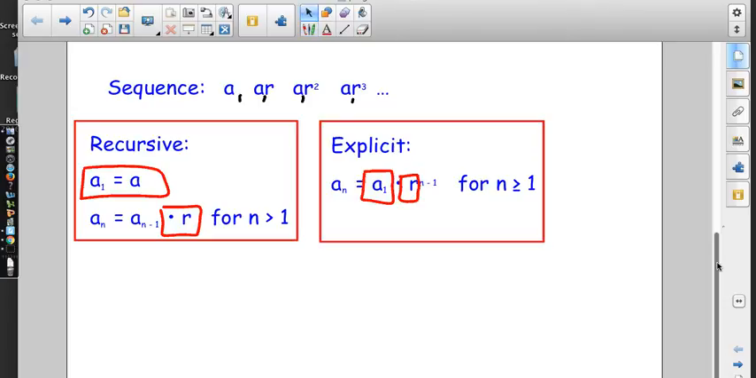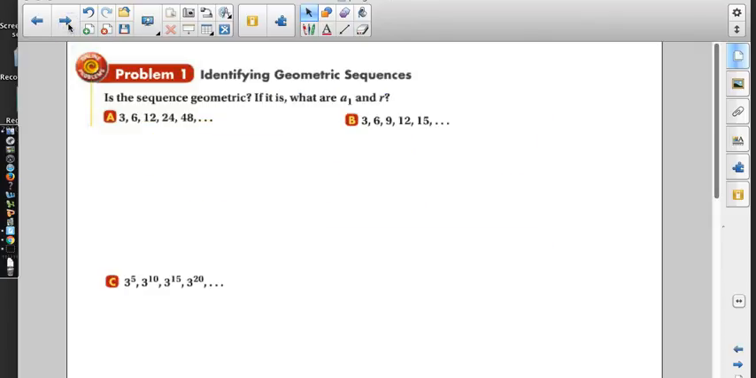So our objective: we're going to figure out how to use these geometric sequences. We're going to define, we're going to identify, and we're going to use the geometric sequences. We have to know them when we see them. Identifying geometric sequences: is the sequence geometric? If it is, then what's the first term and what's r? So we'll take it an extra step.